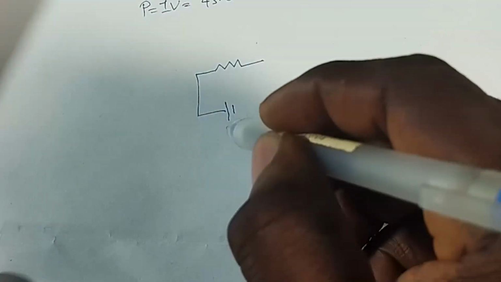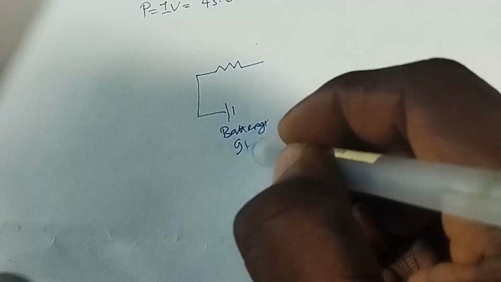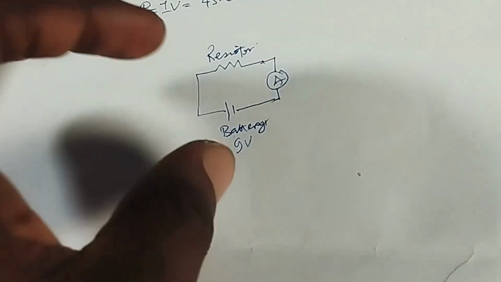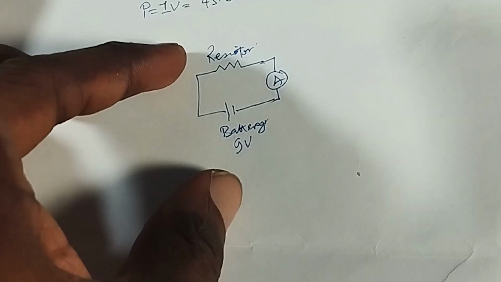Okay, we have the battery source or the voltage source, which was 9 volts. We have the resistor and we had an ammeter. So the ammeter was placed in the circuit so that we could get the reading of the current flowing through it, but it's just a very basic circuit like this.